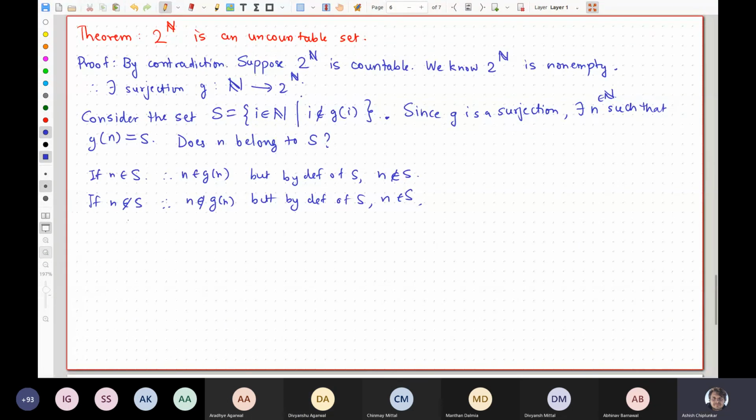So this is a contradiction: n belonging to S and n not belonging to S, and similarly n not belonging to S and n belonging to S. Why did we get into this contradiction? We got into the contradiction because we assumed that 2 to the power N is countable. Therefore, 2 to the power N is not countable, or in other words, uncountable.